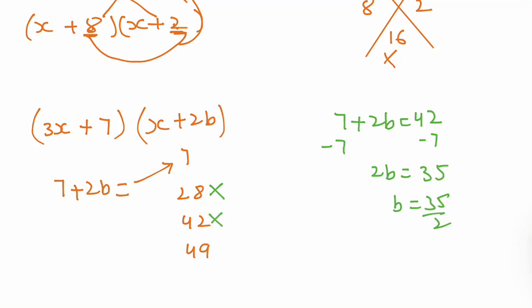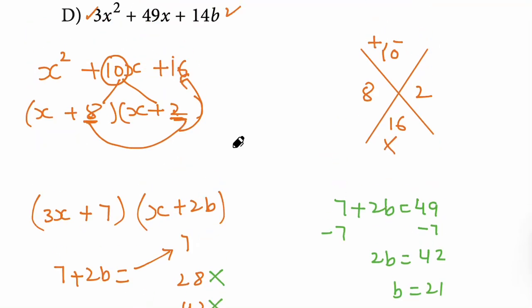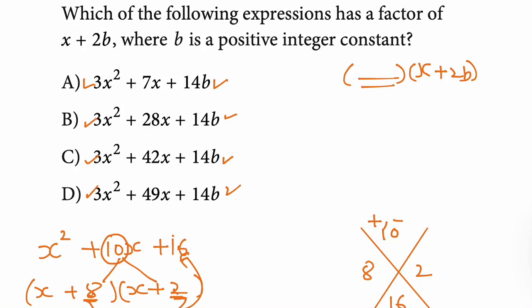Now let's check the fourth one, which is 49. So 7 plus 2b is equal to 49. Again subtracting 7 on both sides, this is 42, and dividing by 2 on both sides, 21. Yes, so if you see 49 as the number, you have a positive integer. That means 49 as the coefficient is going to be our perfect option. That means D is the right option.